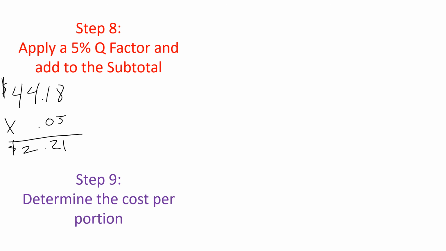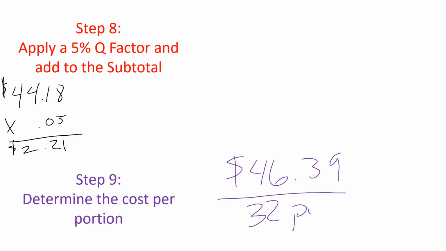Okay? Step number 9. Now I need to determine my cost per portion. So y'all are lucky. How many portions are every single one of these recipes? 32 portions. So we take our cost of $46.39 and we divide that by our 32 portions. We get $1.45. $1.45 to create that Caesar salad.